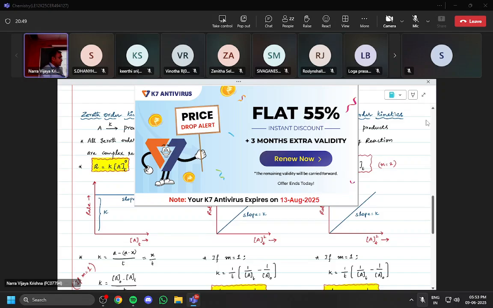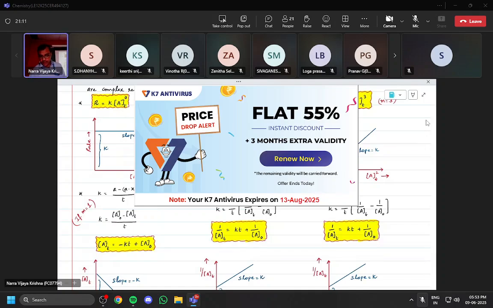If it is elementary, can I write 3A gives rise to products? Then what do you write? R equal to k into A cube. Then n equal to 3. Then obviously it becomes third order kinetics. Then here can I write R versus A cube graph? The A cube graph will be a straight line.